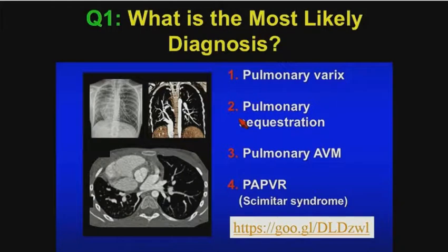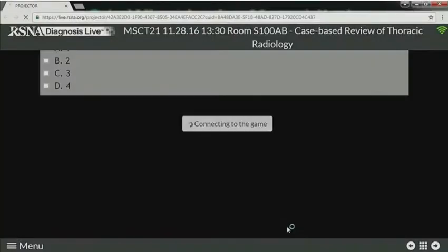Could this be pulmonary varix? Or could that be pulmonary sequestration? Or could this be pulmonary AVM? Or this could be partial anomalous pulmonary venous return, such as scimitar syndrome. So we're going to vote. And time for you to vote. We have 10 seconds.